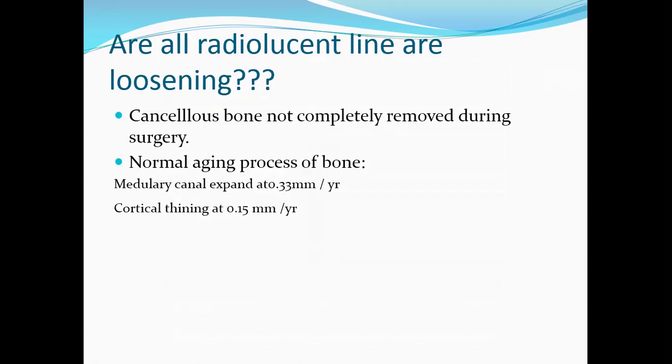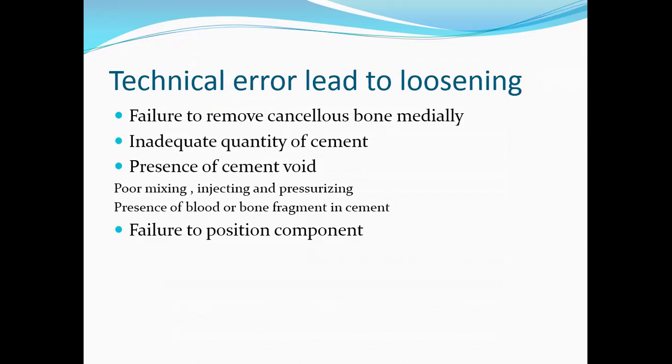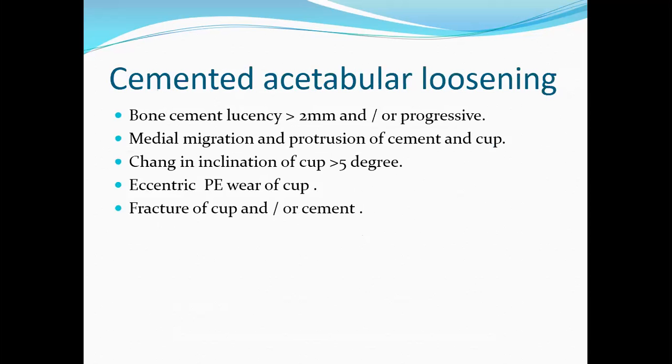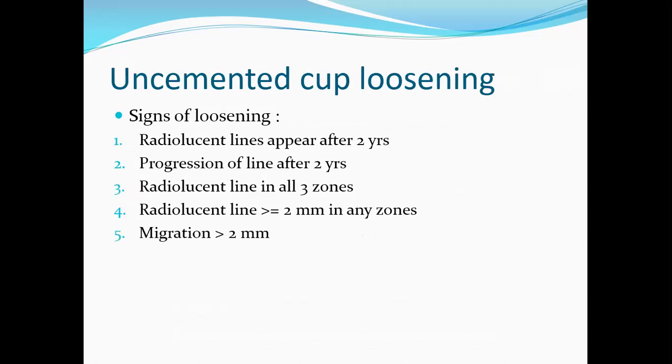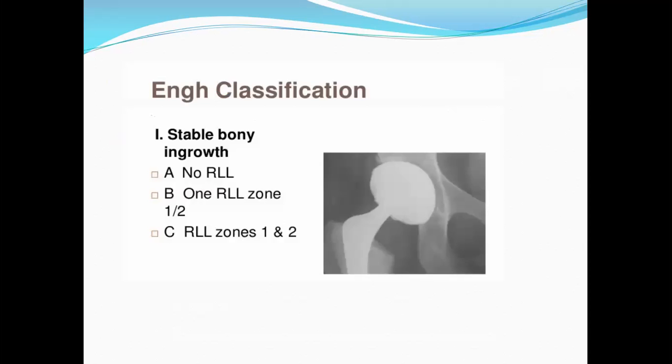Other causes are loosening of non-cancellous bone, the normal aging process. Technical errors, many, like cancellous bone medially, inadequate quantity of cement, presence of cement voids. Cemented acetabular loosening: bone cement lucency more than 2 mm or progressive, migration and protrusion of the cement, change in inclination more than 5 degrees, eccentric polyethylene. Uncemented cup loosening signs: radiolucent line appearing after 2 years, because it's normal in the first year. Progression of the radiolucent line involving three zones or more than 2 mm.